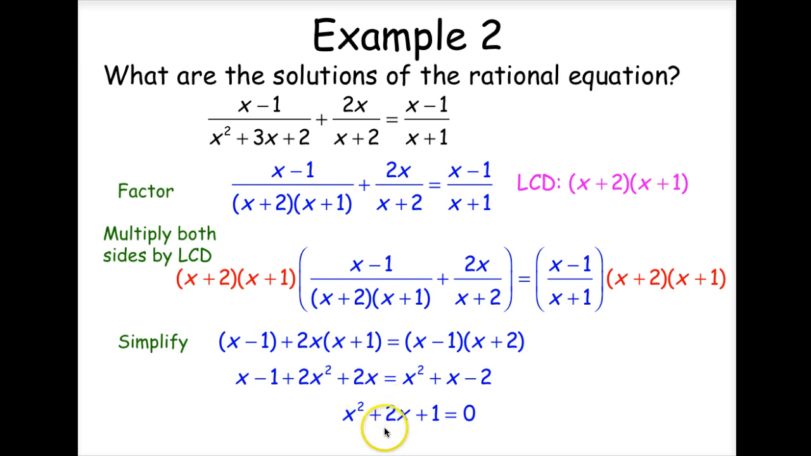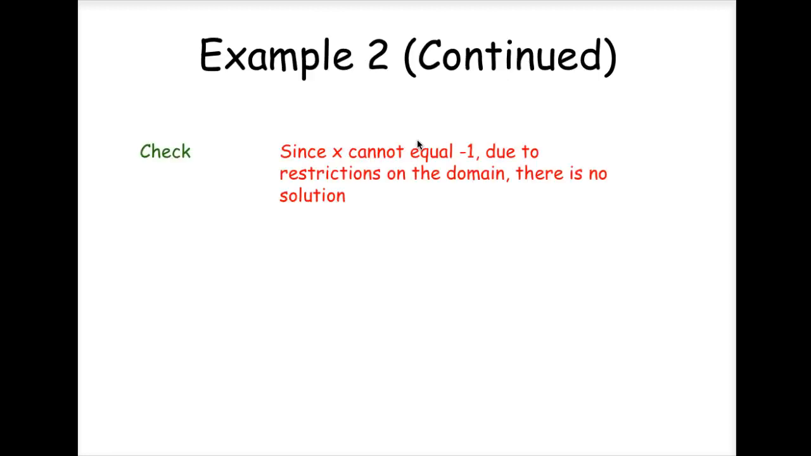Distribute and simplify. This one would be factored x plus 1 squared. So x is equal to negative 1. Now let's look. Are there any restrictions up here? We can't let any of our denominators be 0. Negative 1 will make this denominator 0. So, due to restrictions on the domain, there is no solution to this one.